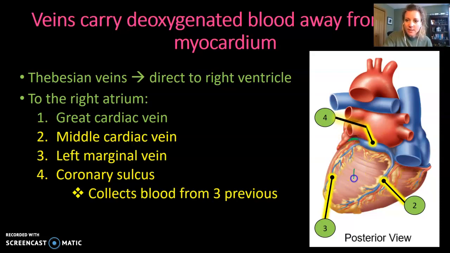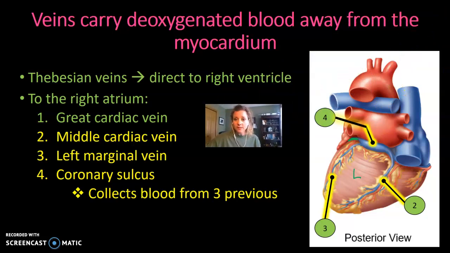Since we're looking at the back side of the heart, here is the left ventricle, and then here is the right ventricle. All right, so my great cardiac vein is going to stop at about here, and it is going to merge with blood that is coming up through our vein that is labeled number 3. This is the left marginal vein, which is sharing the same area as the left marginal artery. And then number 2 is pointing to the middle cardiac vein.